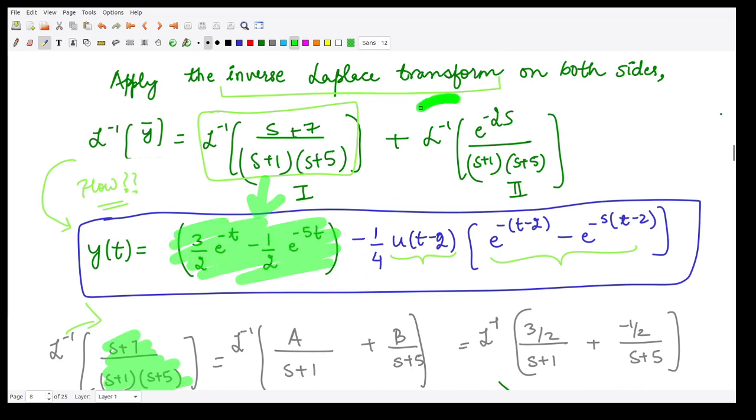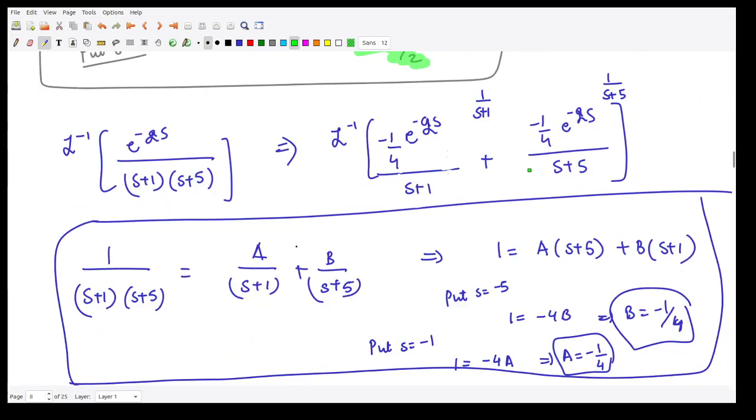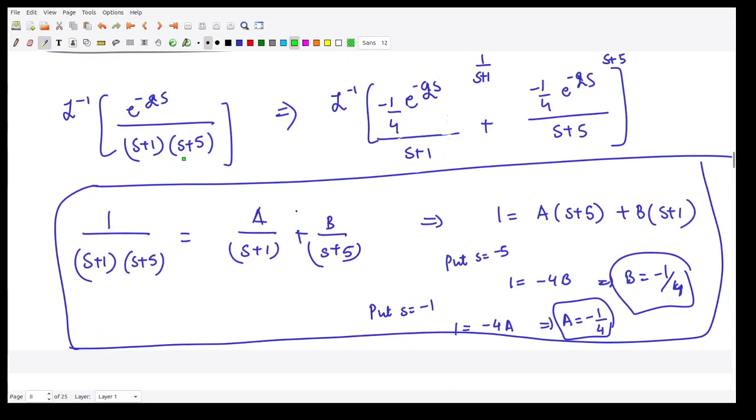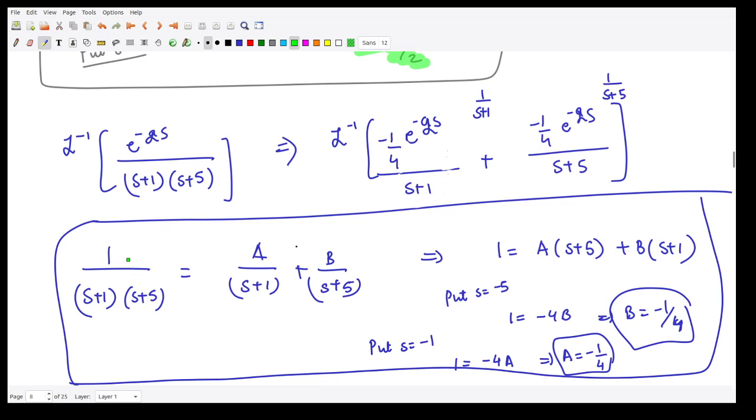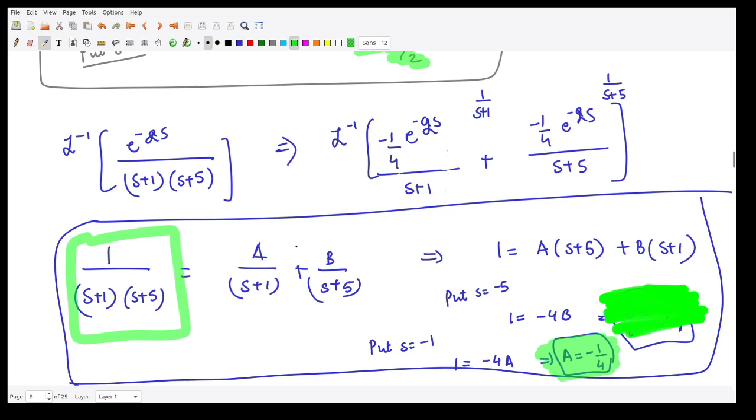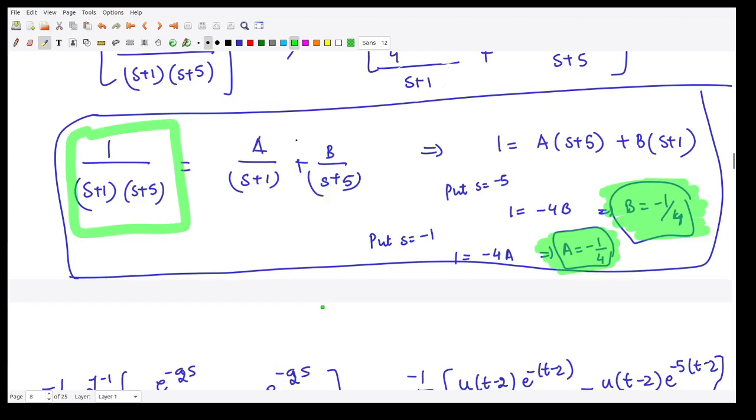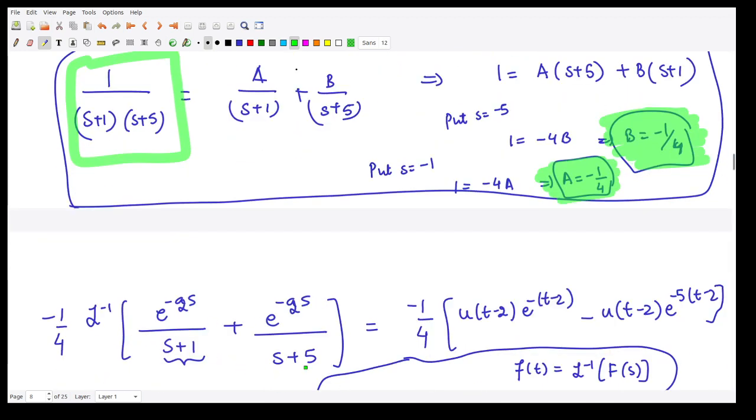Okay, so moving on to the second term, we have to obtain the inverse Laplace transform of this particular quantity. Again, we will apply partial fractions onto this term so that you obtain the value of a as minus 1 by 4 and the value of b as minus 1 by 4 again. So we substitute the values here and then we perform the inverse Laplace transform of both terms, right?